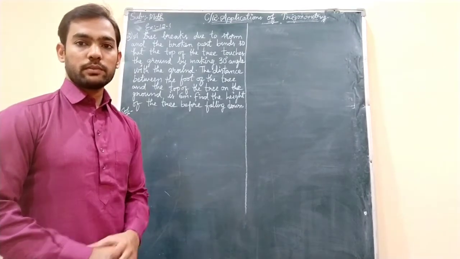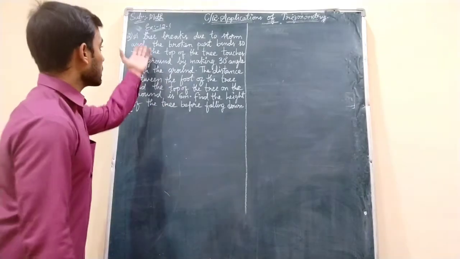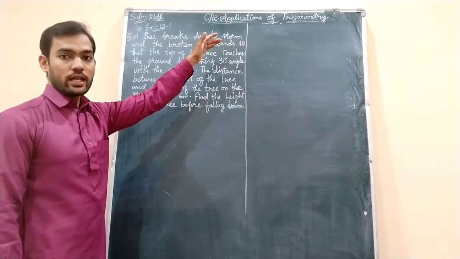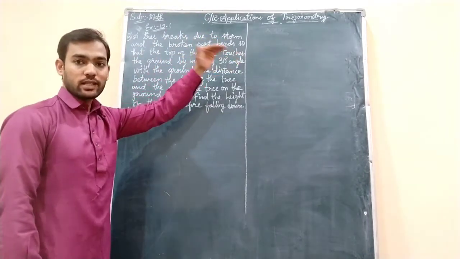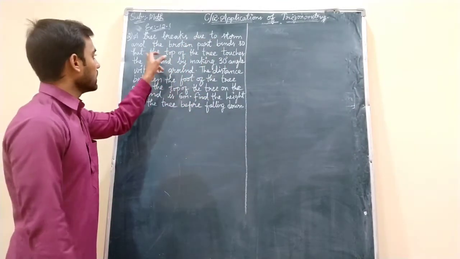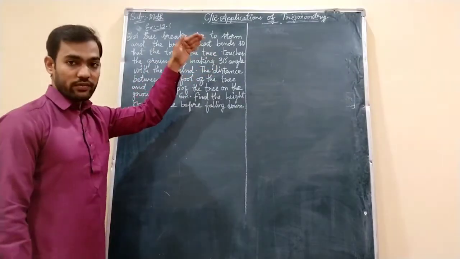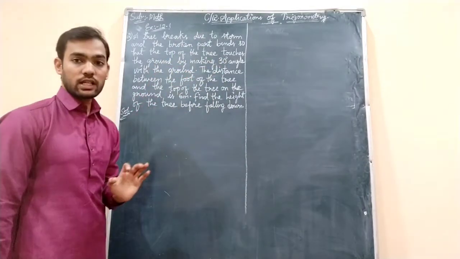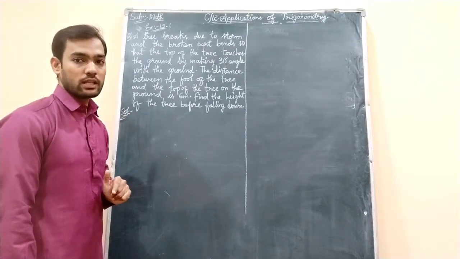Now proceeding to question number 2, as I said, it is very important as per examination point of view, students. Question number 2 says that a tree breaks due to storm. A tree was standing and it breaks down due to storm, and the broken part bends, and wherever the tree is broken, that part has been bent so that the top of the tree touches the ground. The top of the tree, after bending, is touching the ground and making 30 degree angle with the ground.